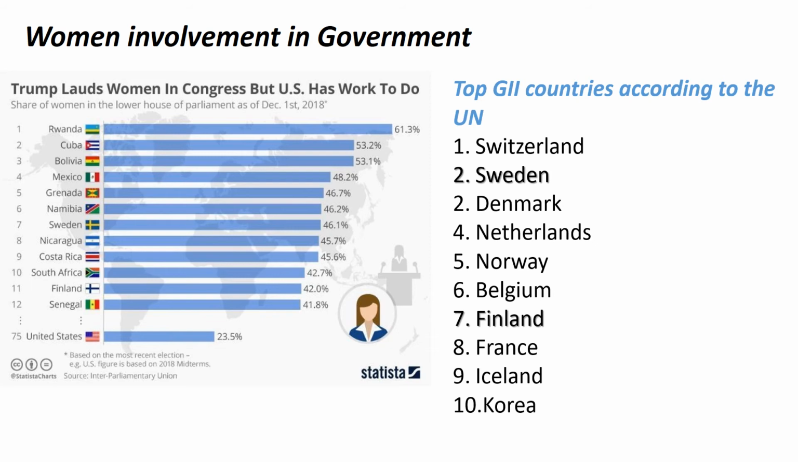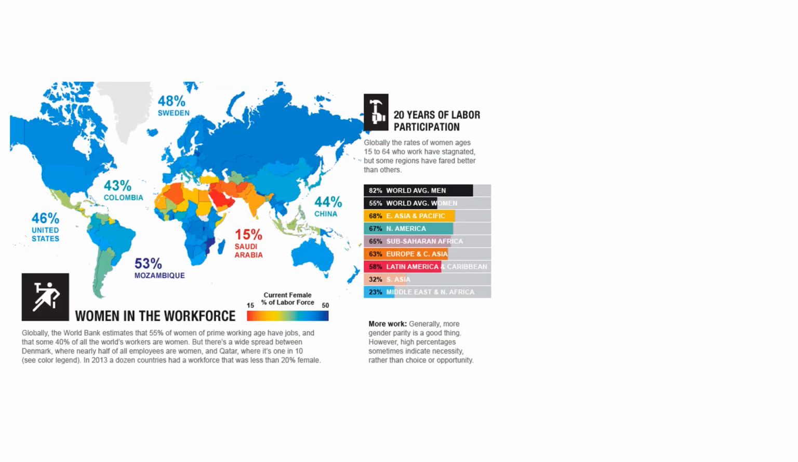Because look at the other top GII countries. We're talking Switzerland, Denmark, Netherlands, Norway, Belgium, France, Iceland, and South Korea. Some of the best places to live, some of the places with the most development, the happiest people, and they don't have the most women in government either. So this just goes to show you that a lot of statistics play into this. And yeah, we might not be the best, but other countries' top GII scores aren't either.